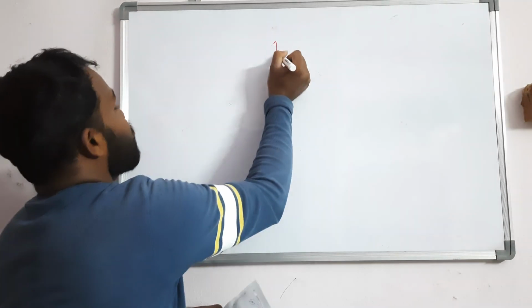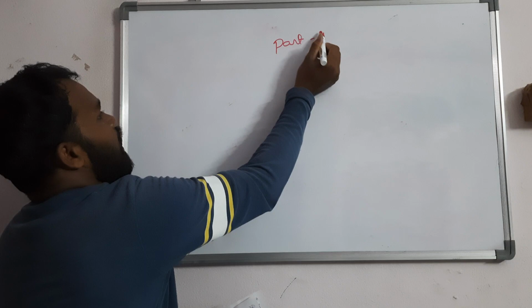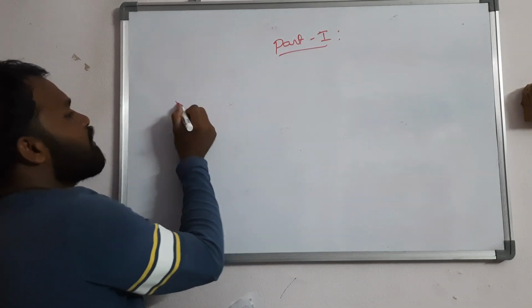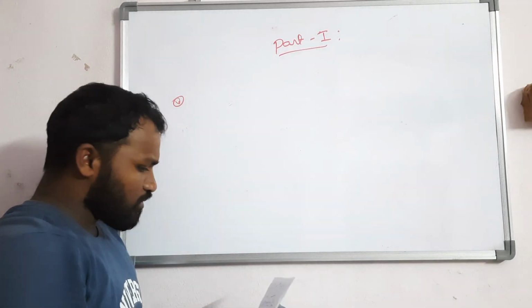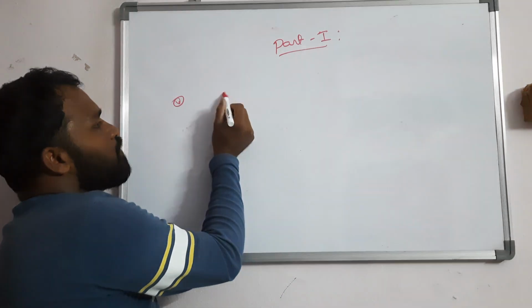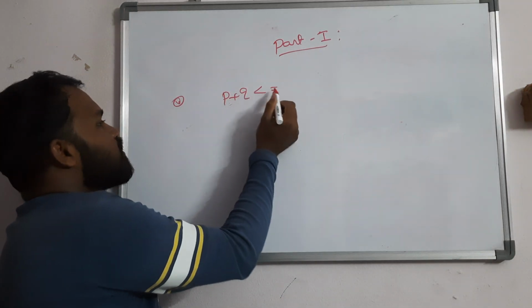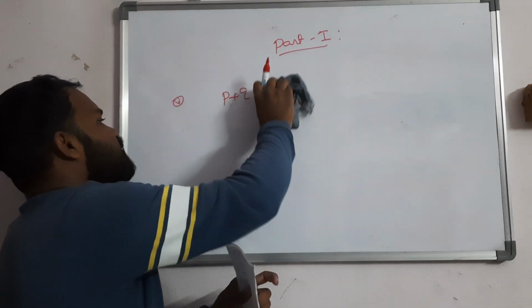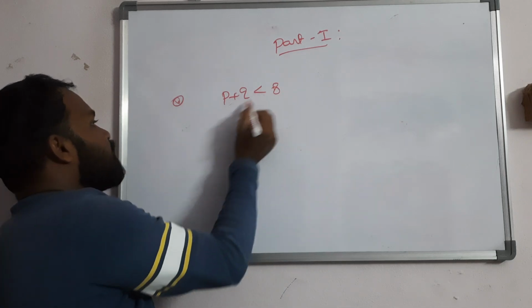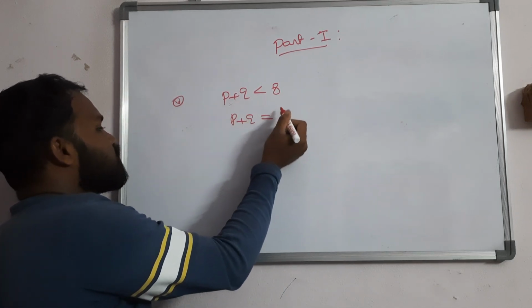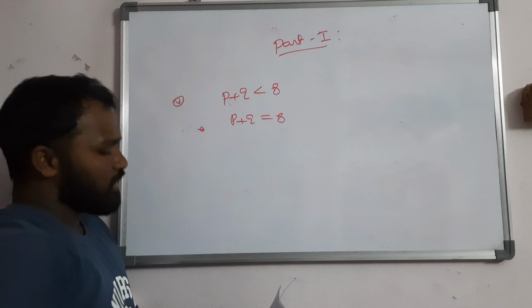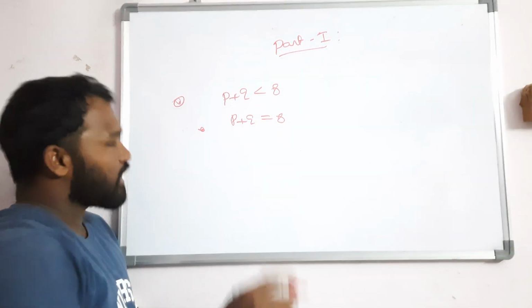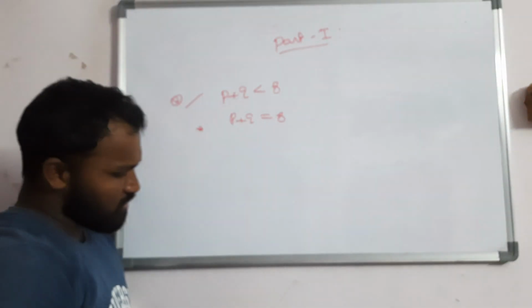And if it comes to part 1, I don't know the answers, but I remembered some questions and I am going to tell what questions they asked. P plus Q is less than 8. Something they gave, P and Q less than 16 something, and P plus Q equal to something 8. So in two options, one of them may be correct. I think the answer may be P plus Q is less than 8.